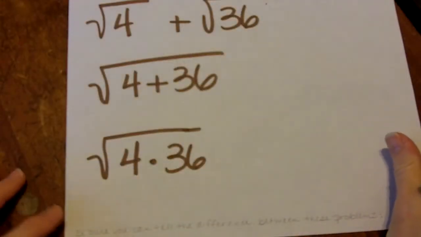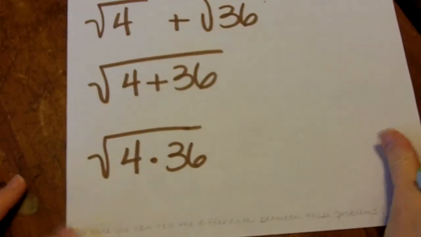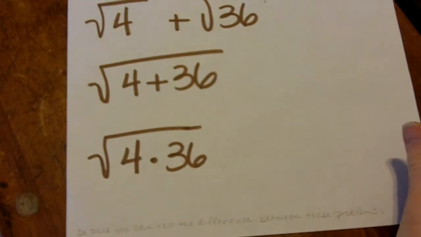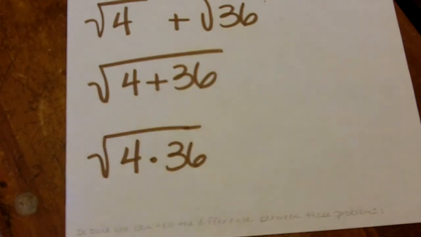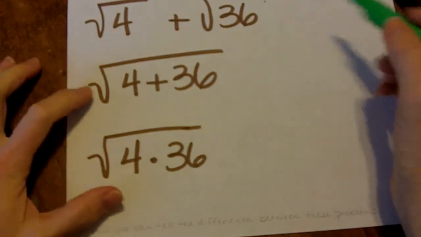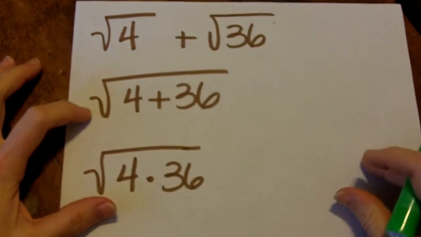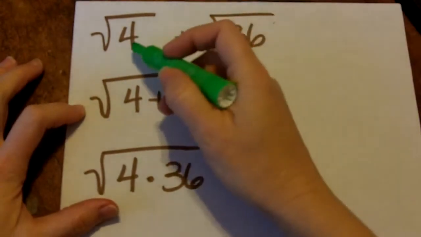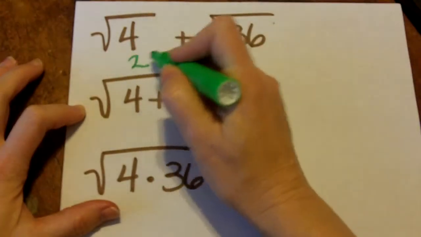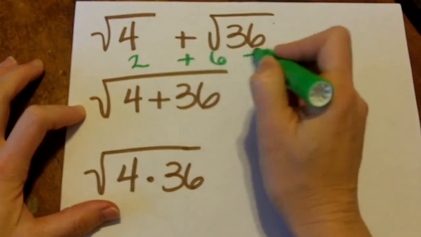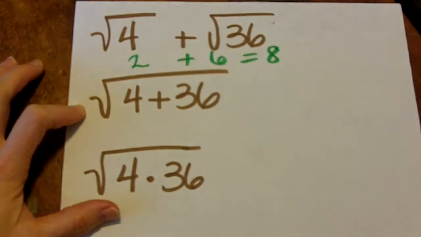All right, let's try a couple others. I just want you to be able to see the difference between these problems, because your book and your quizzes and tests are also going to throw these at you. If you have the square root of 4 plus the square root of 36, well, you can tell right away that that is 2 plus 6, which equals 8.